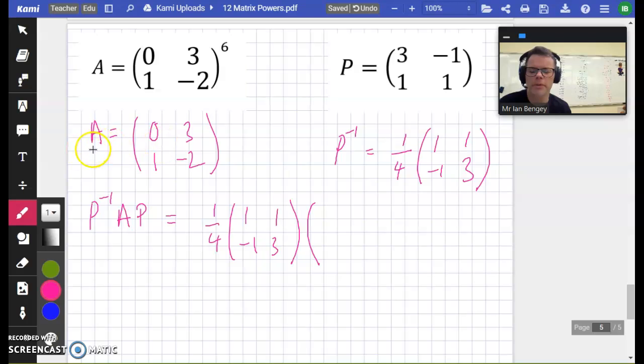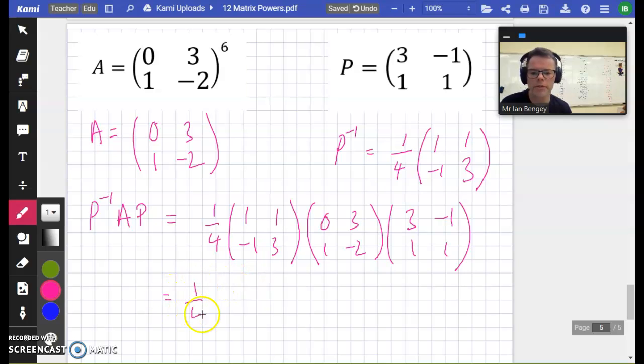I'm just going to look at this matrix as 0, 3, 1, negative 2. And you'll see this very cool thing happen. This we'll come to later, how we find that power of 6. Here we go. So we do a bit of the matrix algebra now. I'm considering inverse of P multiplied by this matrix A without the power, and then multiplied by matrix P, which is 3, negative 1, 1, 1. Now watch what happens. This is pretty cool.